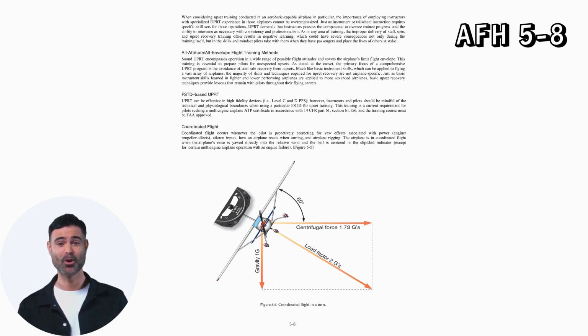All attitude, all envelope flight training methods. Sound UPRT encompasses operation in a wide range of possible flight attitudes and covers the airplane's full flight envelope. This training is essential to prepare pilots for unexpected upsets. As stated at the outset, the primary focus of a comprehensive UPRT program is the avoidance of and safe recovery from upsets. Much like basic instrument skills, which can be applied to flying a vast array of airplanes, the majority of skills and techniques required for upset recovery are not airplane-specific. Just as basic instrument skills learned in lighter and lower-performing airplanes are applied to more advanced airplanes, basic upset recovery techniques provide lessons that remain with pilots throughout their flying careers.